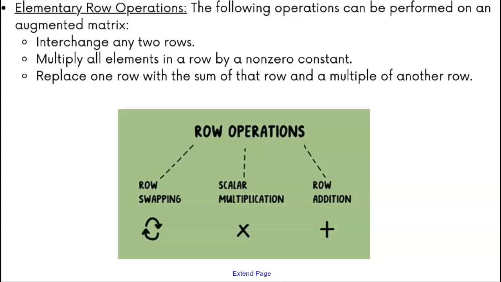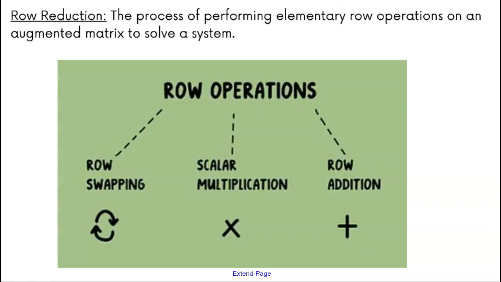All right, so there are different operations that you can do to a matrix in order to solve for it. I talked about this in a previous video, but I'm going to go over it again. They call these elementary row operations. You can swap the rows, you can have scalar multiplication, or you can do row addition. I'm going to go over them with you right quick. You're going to use these to perform elementary row operations on an augmented matrix to solve the system. So these are the things you're going to do to solve it.